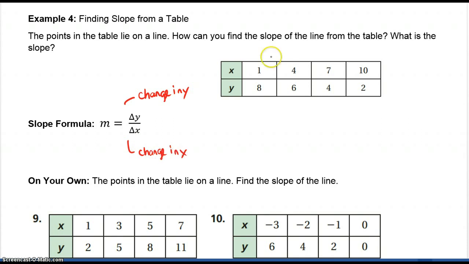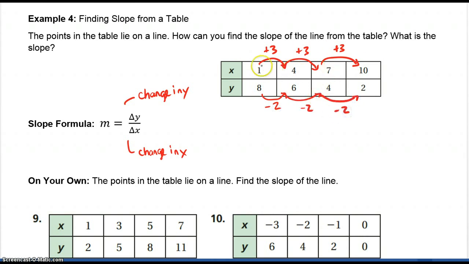So we want to look at our table. From here to here, you should draw these little arrows. We are increasing by 3. Here to here, increasing by 3, and here to here, again, increasing by 3. So that's a constant change in the x. We need to look at the y's as well. We are decreasing by 2, decreasing by 2, and decreasing by 2.